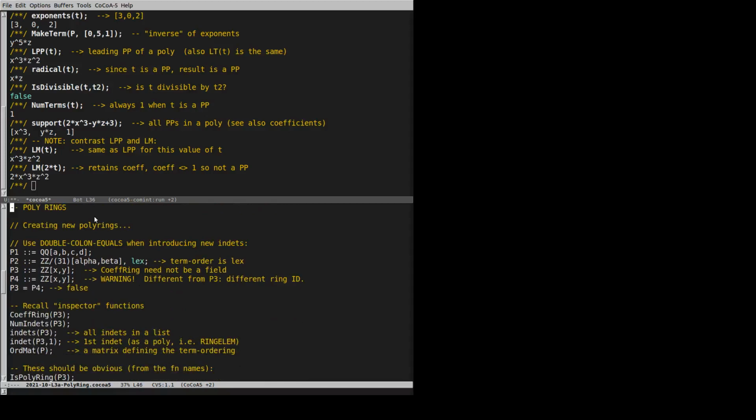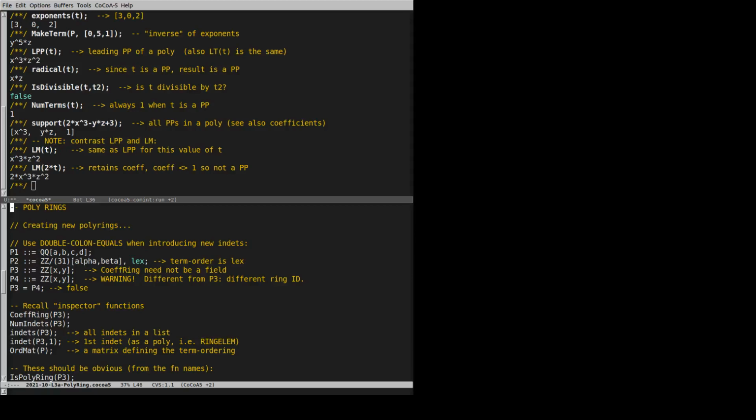Polynomial rings, in fact we've already seen this before. Once again, I'll emphasize the use of this double colon equals operator. We use that when introducing new indeterminates on the right-hand side. So we have 4 examples here. And I tend to use the name P for a polynomial ring. So I created 4 polynomial rings here. I think they should all be fairly easy to read.